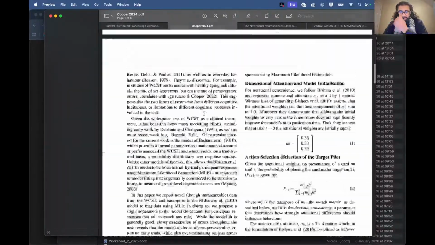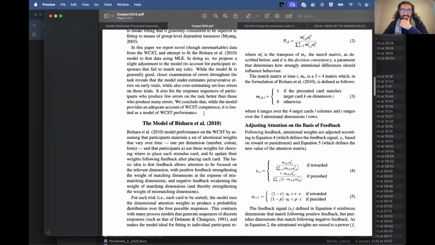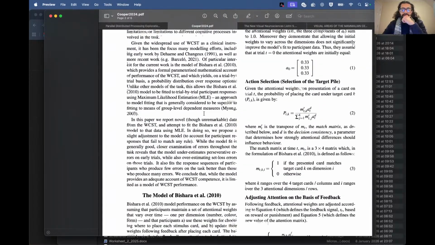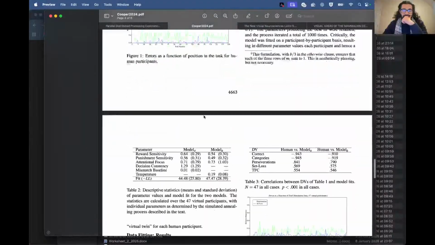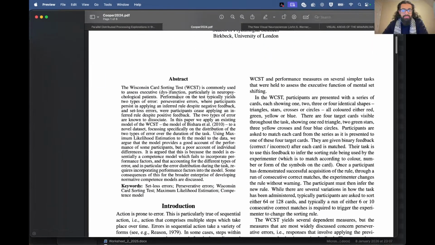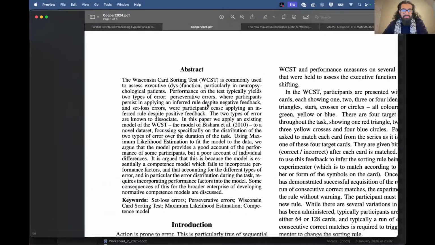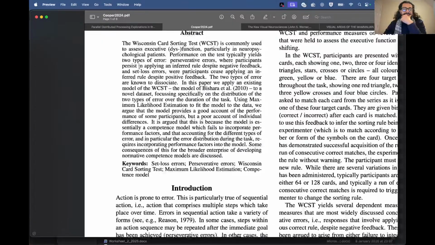Yeah, so very straightforward paper. Mathematics is interesting, looking at attention and feedback, action selection. So intrigued to know what's happening here. So here we go. We'll read the abstract for now. Okay. Keep life nice and simple for tomorrow, inshallah. So the Wisconsin Card Sorting Test is commonly used to assess executive dysfunction, particularly in neuropsychological patients.